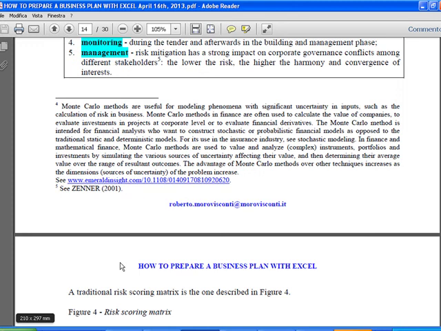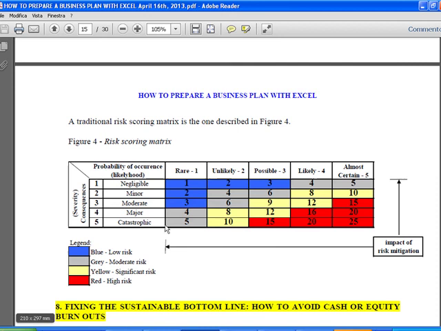Then we have a risk scoring matrix. You see, blue is low risk. Then we go up to red, which is a highly risky situation. We have to consider this risky position and to embed these risk factors into feasible numbers inside the business plan.